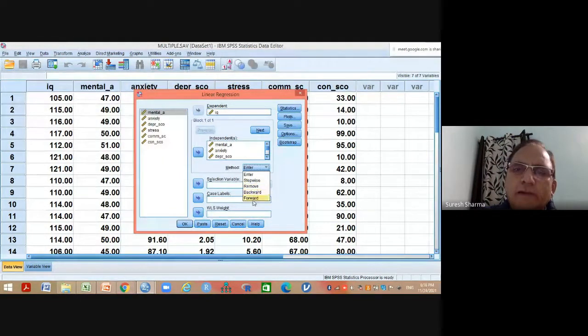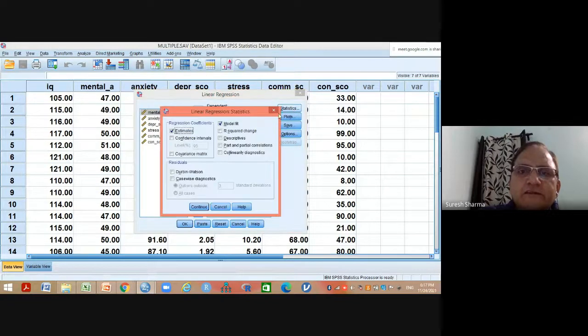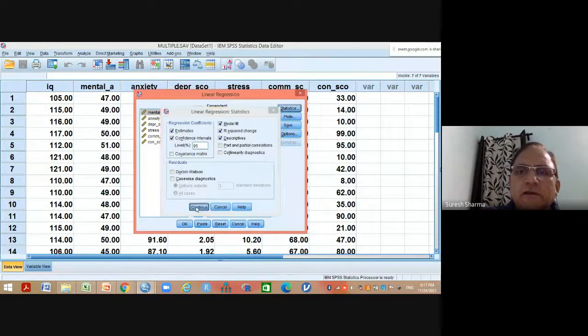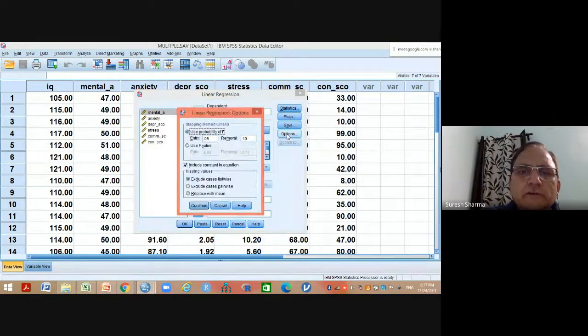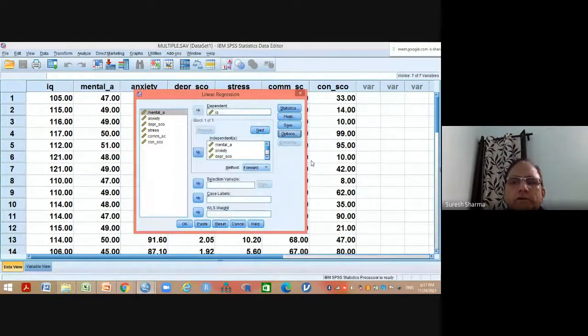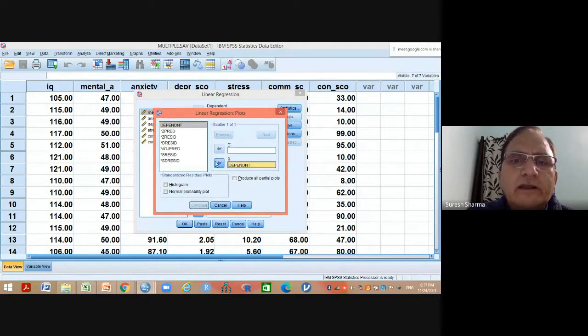So let me apply the forward method. You can apply stepwise also. You can check your result. Okay. Now, go to statistics. In statistics, you must click on R square, and must click on descriptive. That's it. And also you can click on confidence intervals. And in options, you will not have to do anything. That's it. And in plots also, you can click on the dependent variable here and the predicted plot here. That will show how good your model is.